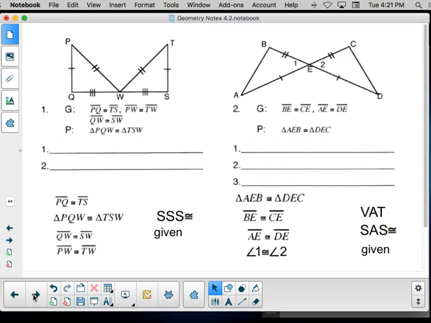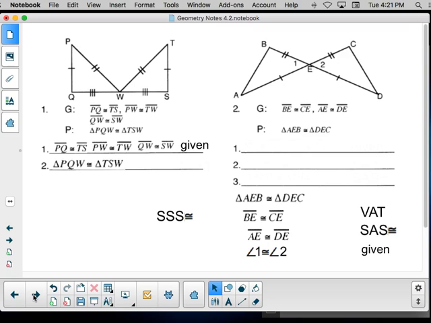Okay, hopefully you got it, but the first thing should be given, right? So I have P, Q, and TS. I have PW and TW, and I have QW and SW. And they are given information. That's the entire given right there. And since I have 3 sides congruent to all 3 sides of the other triangle, I know I'm done. Triangle PQW is congruent to triangle TSW because of side, side, side congruence.